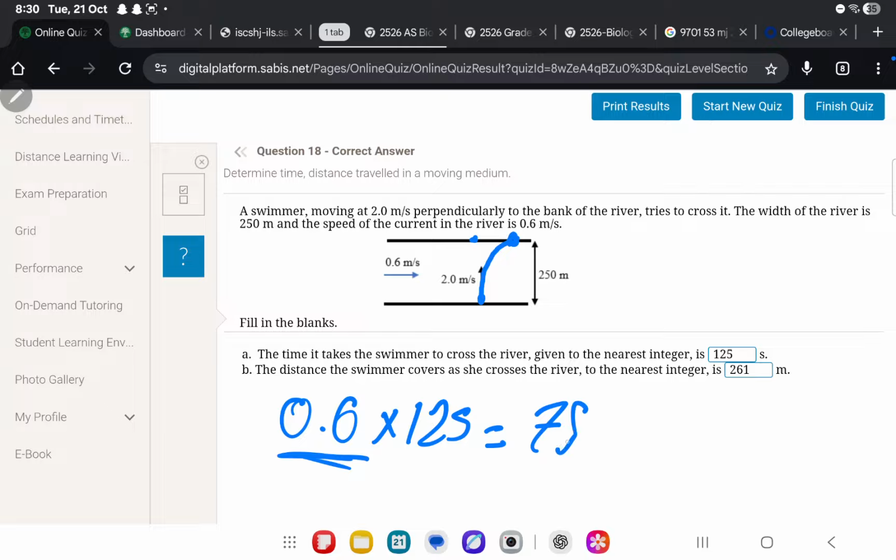Now, add 250. Why is my fire alarm going off? Okay, whatever. I'm positive I'm not going to die.